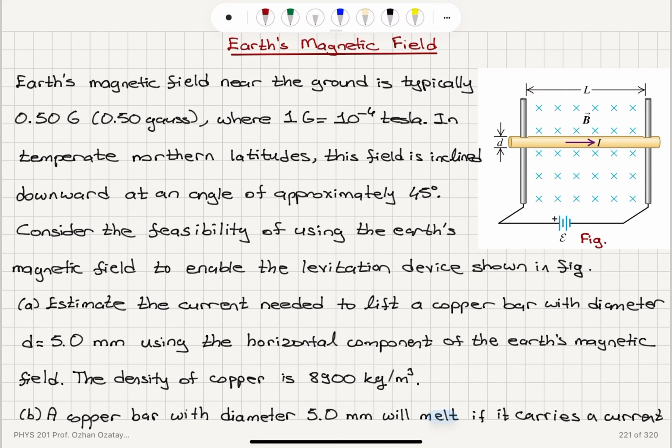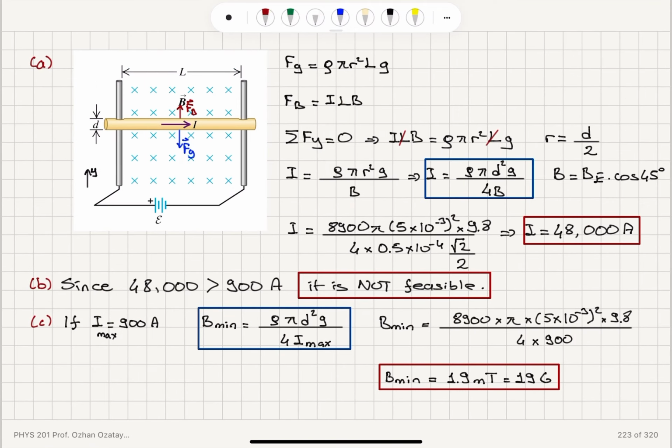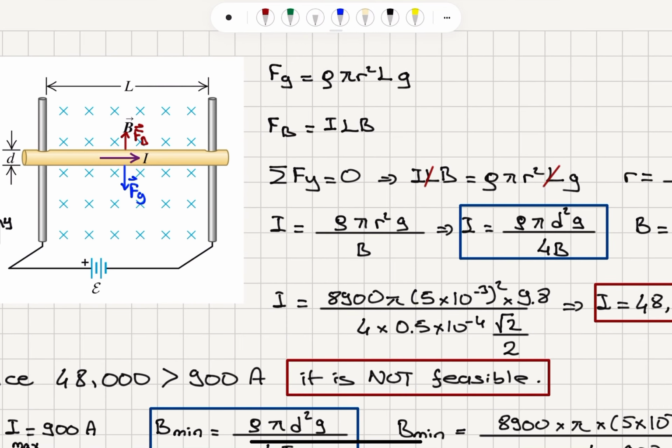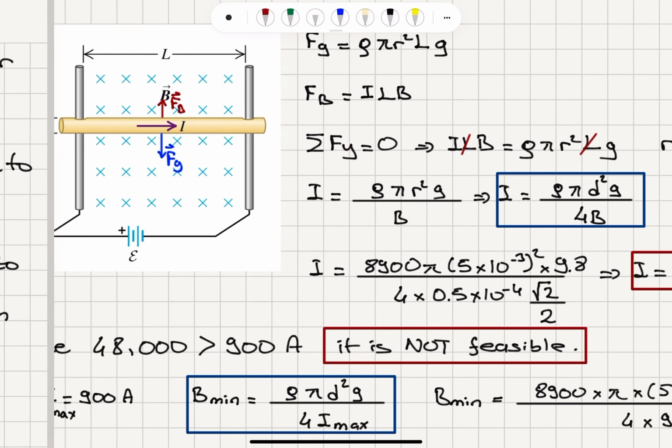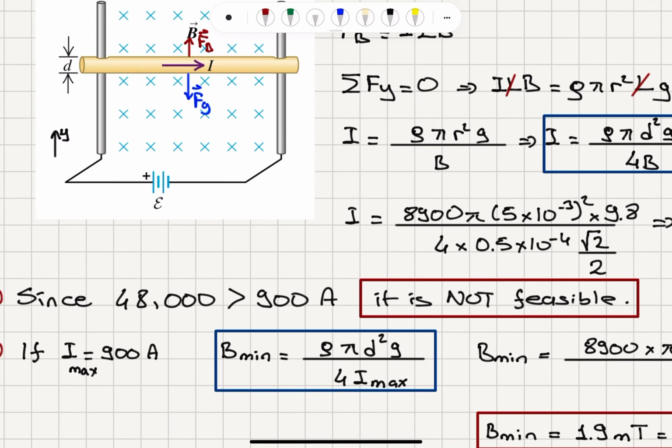So then we can say basically the magnitude of the magnetic force, ILB, should be equal to density multiplied by volume, which is the mass of the bar, multiplied by gravitational acceleration. So this gives us the current we would need, and using the magnetic field's horizontal component, because it makes 45 degrees with the horizontal, cosine 45 times 0.5 Gauss, this gives us 48,000 amperes. And that current turns out to be too high, because at 900 amperes this bar will melt, so it is not feasible.